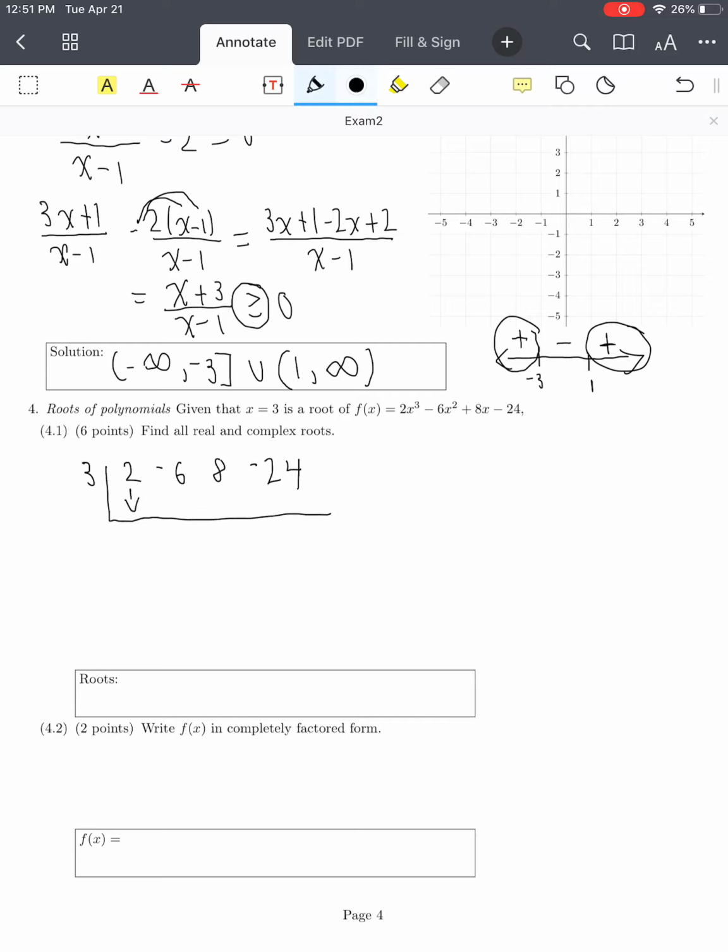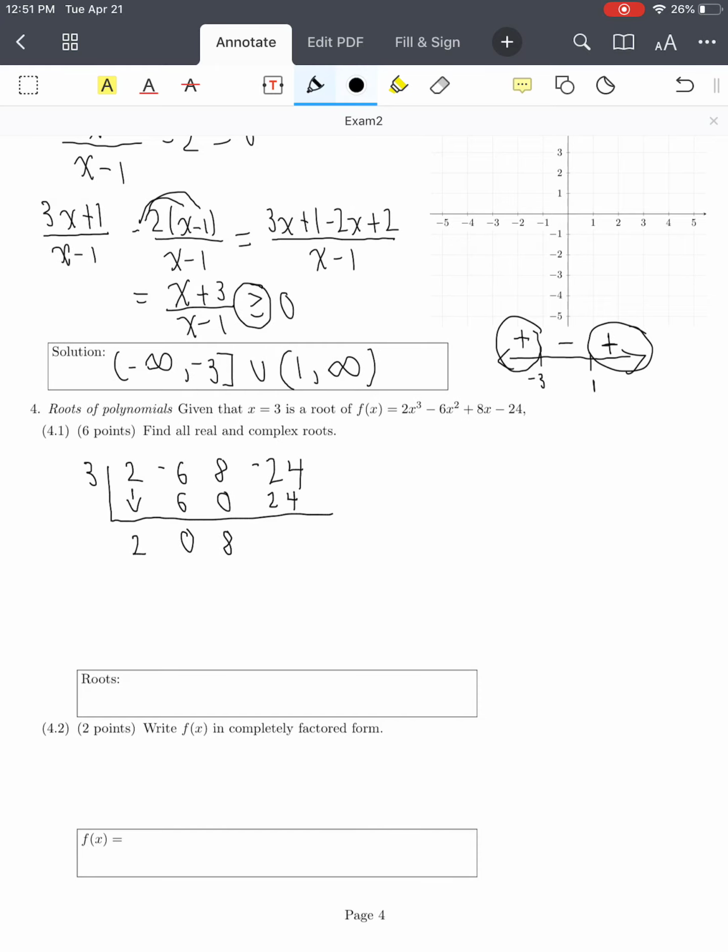Okay, the first number gets dropped down, so there's a 2 there. 3 times 2 equals 6. Negative 6 plus 6 is 0. 3 times 0 is 0. 8 plus 0 is 8. 3 times 8 is 24. Negative 24 plus 24 is 0. So we always want to get a 0 here. That means we've done it right.